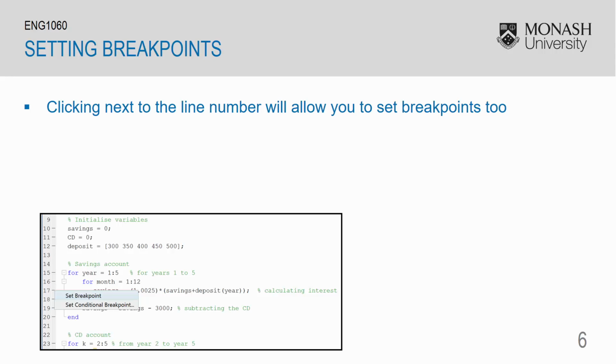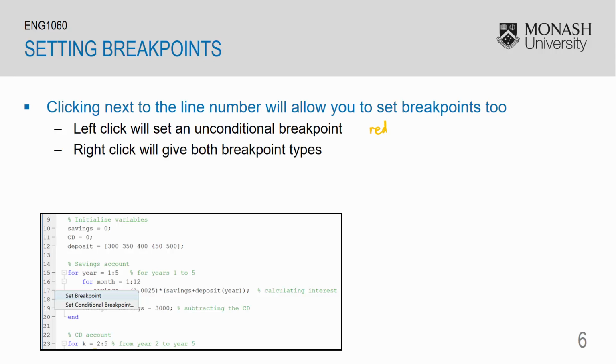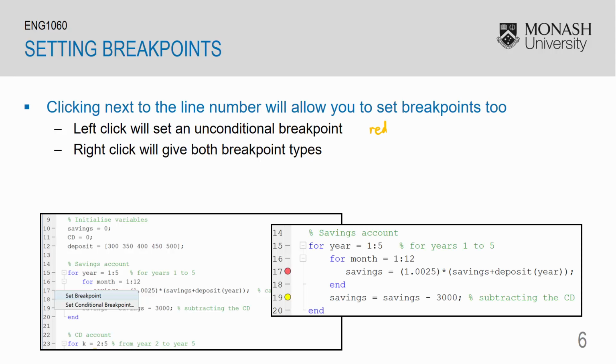We can also set breakpoints by clicking the line next to the line number. Left clicking will set an unconditional breakpoint, so a red breakpoint. Right clicking will give you both breakpoint options. So here we have the red breakpoint, which is the unconditional breakpoint. And here we have the conditional breakpoint, which is the yellow breakpoint.